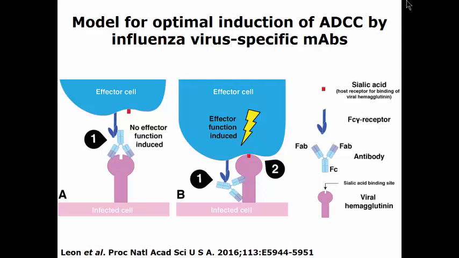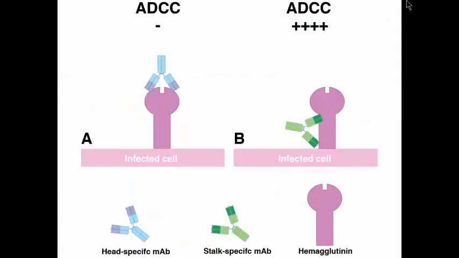On the right side, we can see that on the effector cell we actually have 2 sites of interaction. We have the interaction of the Fc of the stalk-specific antibodies with the Fc receptor, plus it turns out the sialic acid on the effector cell interacts with the hemagglutinin receptor binding site. And this is very briefly, once more, we do find ADCC only with the antibodies on the stalk side, but not on the head of the hemagglutinin.